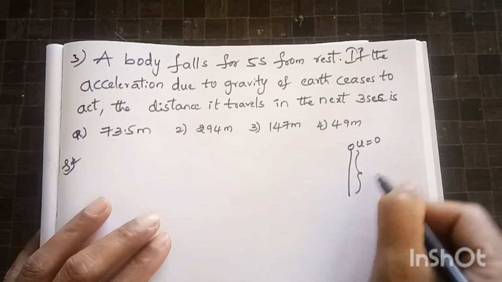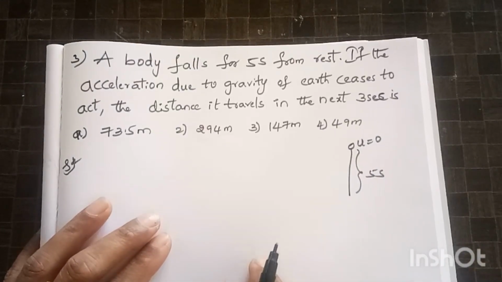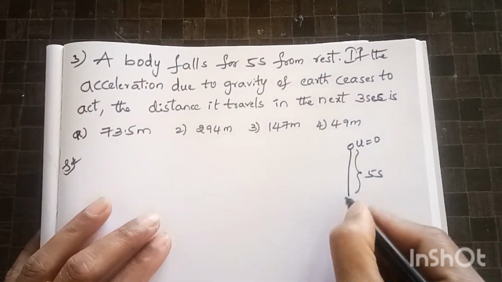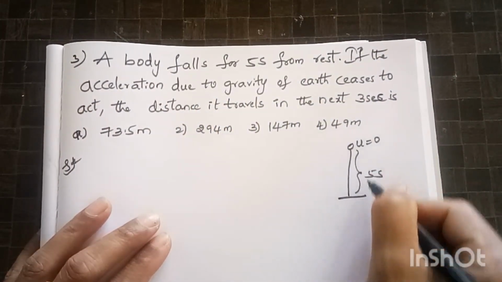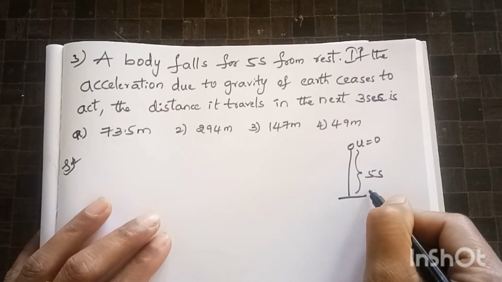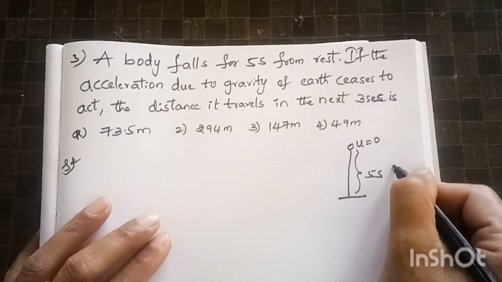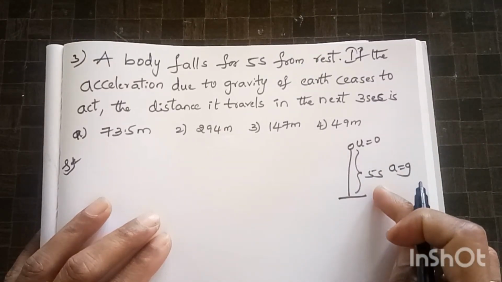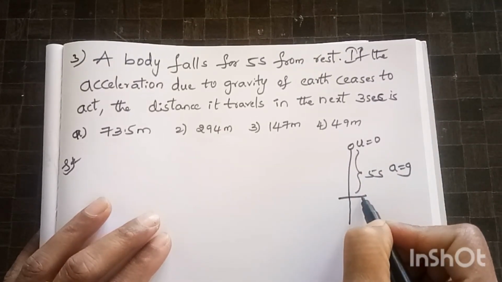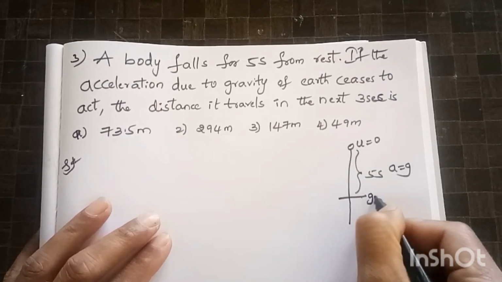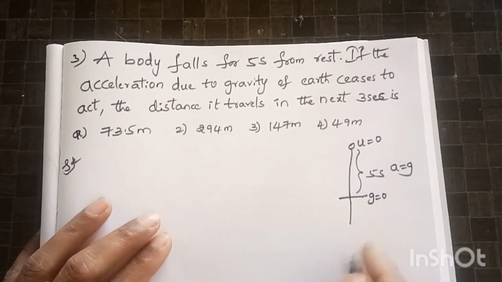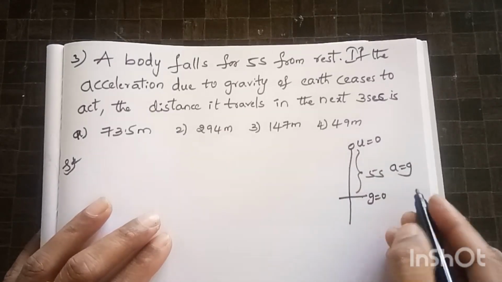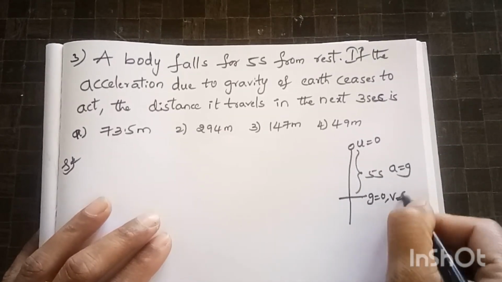5 seconds. After 5 seconds, the acceleration due to gravity ceases. Means only up to here the acceleration due to gravity is acting, a equals g. After 5 seconds of its travel, the acceleration due to gravity ceases, means g equals 0. When acceleration due to gravity ceases, the object will travel with constant velocity.